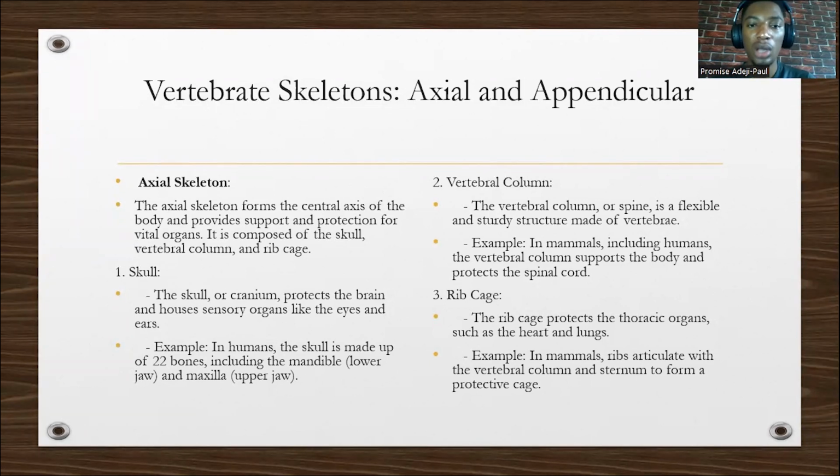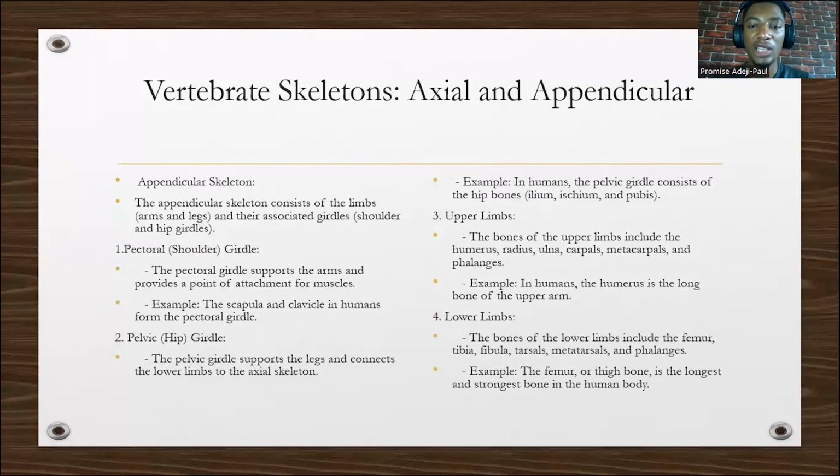So next we'll talk about the appendicular skeleton. What's the appendicular skeleton? The appendicular skeleton consists of the limbs and the associated girdles. That means arms and legs. When we say limb, we're talking about the arms and the legs. Also the girdles, because we have limb girdles: the pelvic girdle and the pectoral girdle. So what's the pectoral girdle? Also called the shoulder girdle. The pectoral girdle supports the arms and provides a point of attachment for muscles. Many muscles are attached to the pectoral girdle.